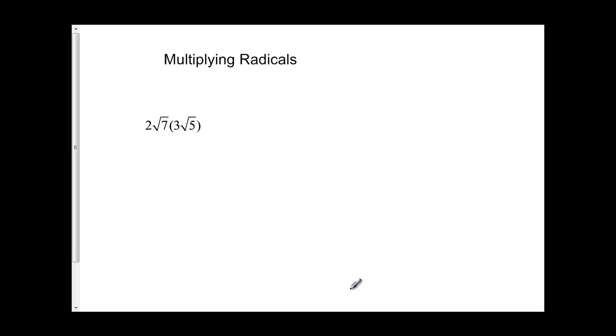This section deals with how we multiply two radicals together. The two radicals we're going to start with are 2 root 7 and 3 root 5. Now, when I multiply radicals together, I can multiply numbers together, or the coefficients together. So 2 times 3 is going to give me 6. And once I've done that, then I can multiply the two radicals together. So root 7 times root 5 is going to give me root 35.